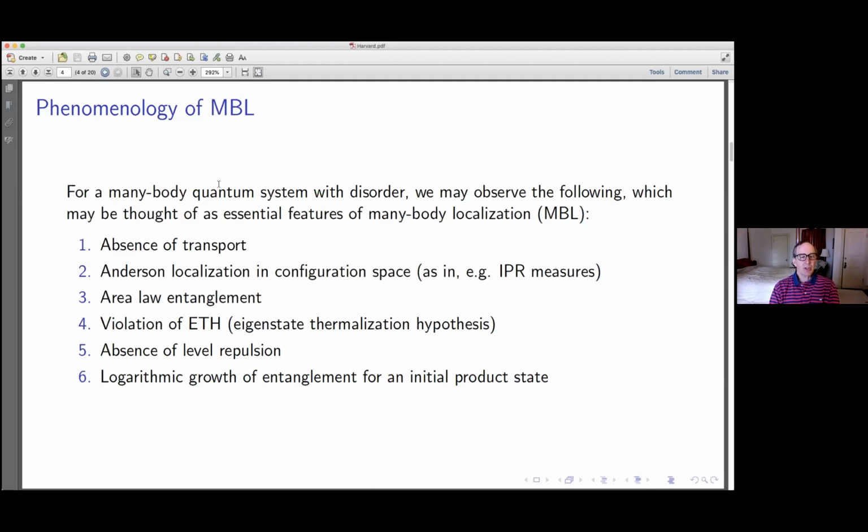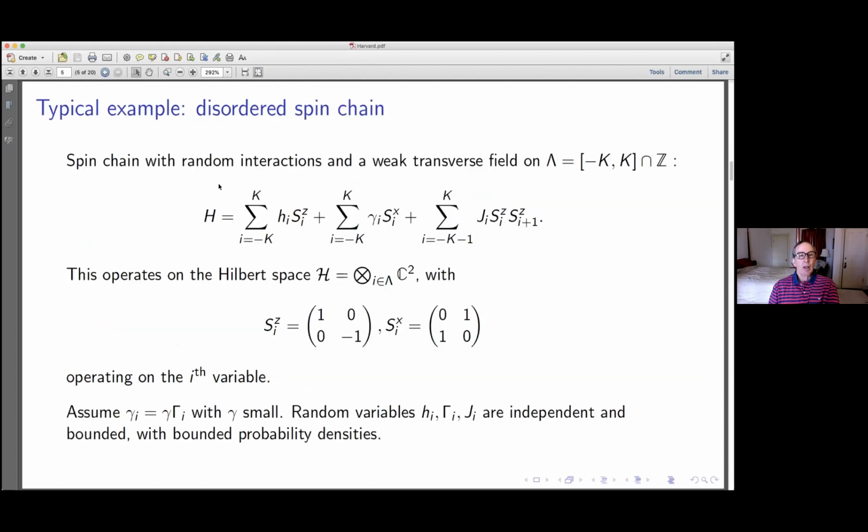In terms of level statistics, the eigenvalues of the Hamiltonian, you have absence of level repulsion, just as you would in an Anderson localized problem. And you have logarithmic growth of entanglement in time for an initial product state. So as I said, a typical example of an MBL system would be this one, this disordered spin chain. This particular one, built from the Pauli matrices, is the one that I actually used in my 2016 paper.